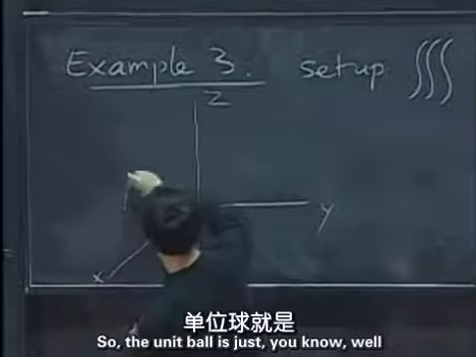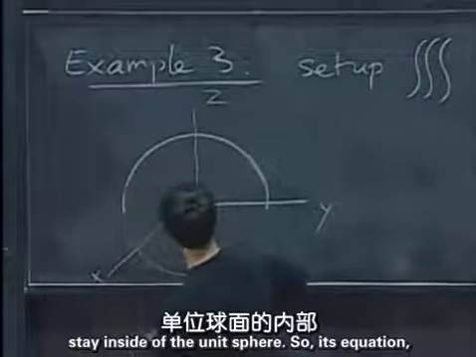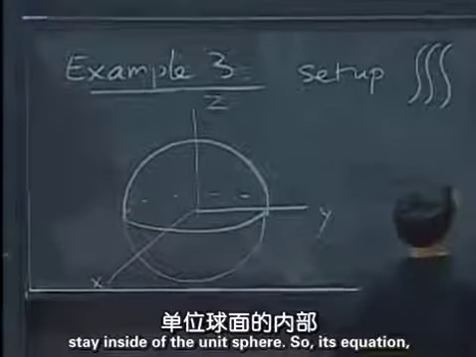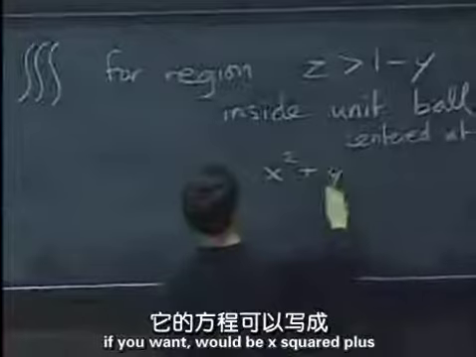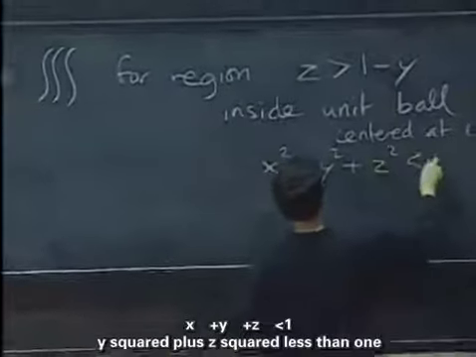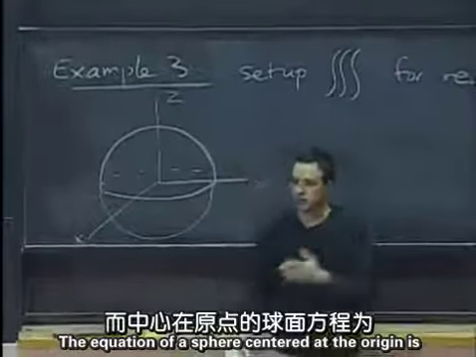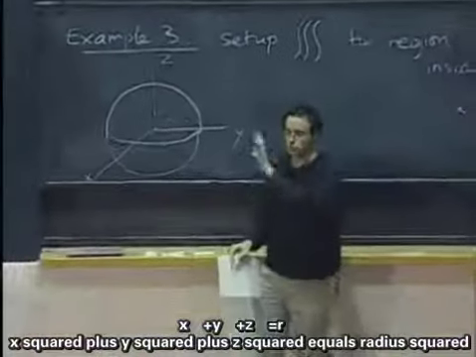The unit ball is just the inside of the unit sphere. So its equation would be x squared plus y squared plus z squared less than 1. So that's one thing you should remember: the equation of a sphere centered at the origin is x squared plus y squared plus z squared equals radius squared.